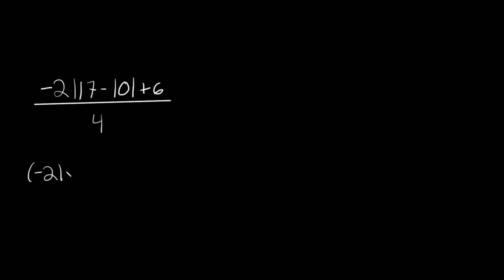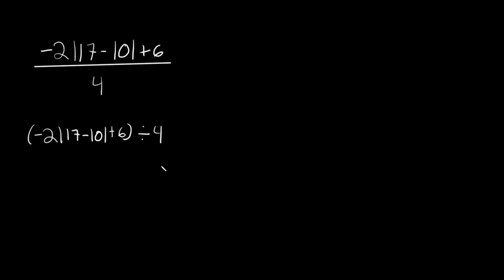This one will be a little bit more challenging. So this time we're going to have negative 2 times the absolute value. And remember, when we have something right outside of either absolute value sign or parentheses, it's an implied multiplication between the two values. And then this is going to be the absolute value of 17 minus 10 plus 6. And then we're going to divide all of this by 4. Because remember, what is in the denominator is dividing the numerator. And keeping this in mind, we can rewrite this problem as negative 2 times the absolute value of 17 minus 10, plus 6, and then divided by 4.